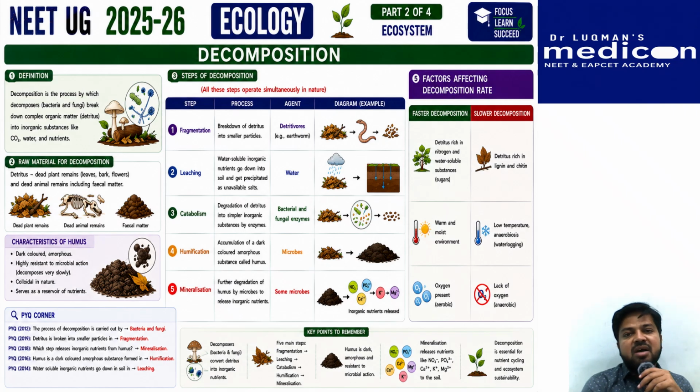Now, factors affecting the decomposition rate. What are the environmental factors that make decomposition faster or slower? Faster decomposition: detritus rich in nitrogen and water soluble substances, that is sugar. Whereas slower: detritus rich in lignin and chitin. In a warm and moist environment there is faster decomposition, whereas when the temperature is low and there is anaerobiosis, that is water logging, slower decomposition happens.